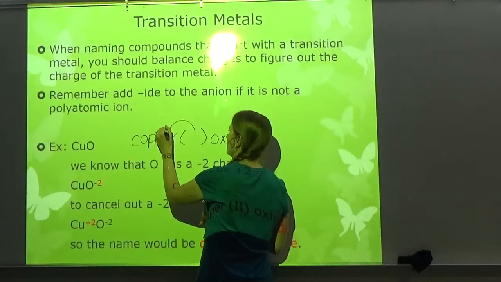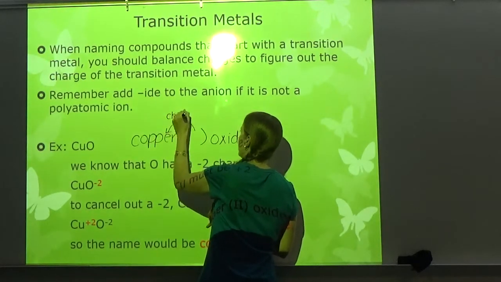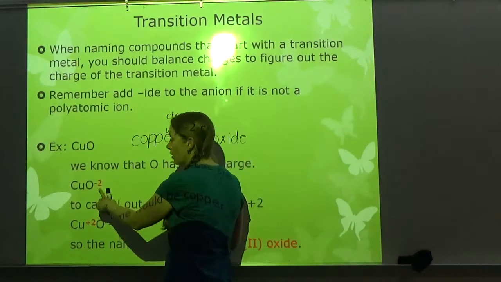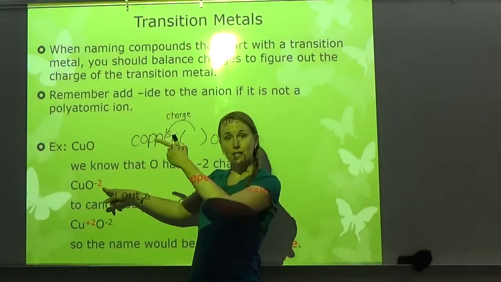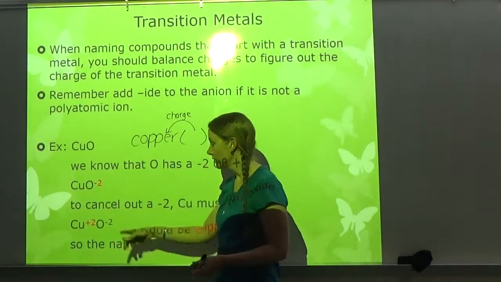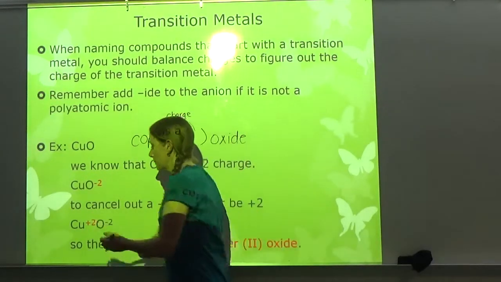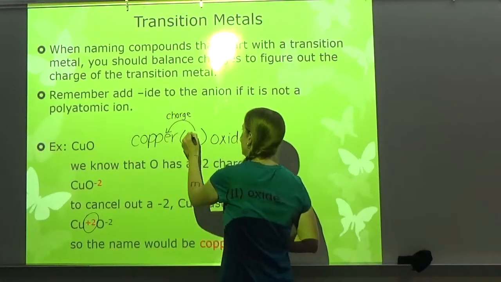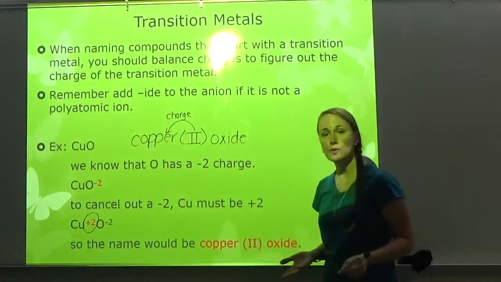So the Roman numeral is the charge of the metal. So we know oxygen's -2 because we can look at the periodic table and see that. And we know the charges have to cancel. So if oxygen's -2, copper has to be +2. And so that means it would be copper 2 oxide.